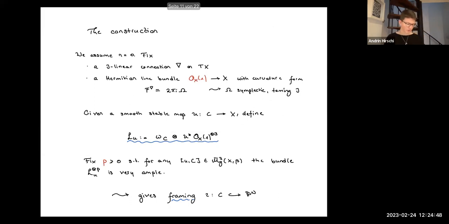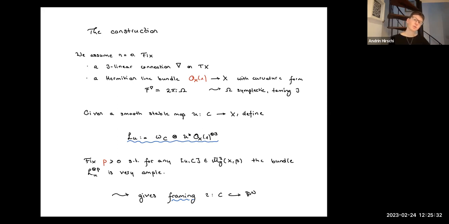Now, for the construction, I will assume that we have no marked points. The case with more marked points essentially follows formally from the one I will present here, and it will simplify notation. So we first fix a few auxiliary data, namely a J-linear connection nabla on the tangent bundle of X, which will help us get holomorphic structures on certain vector bundles over Riemann surfaces. And more importantly, we fix a so-called polarization OX(1) on X, which is a Hermitian line bundle whose curvature is of a specific form.